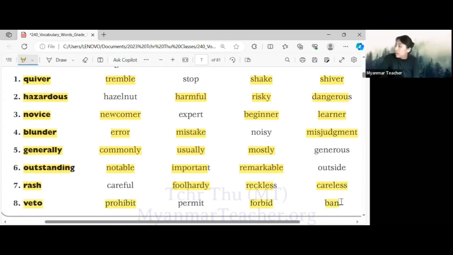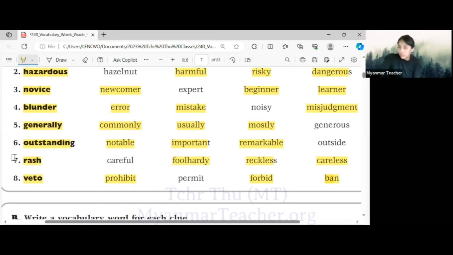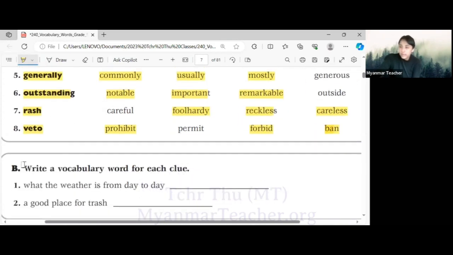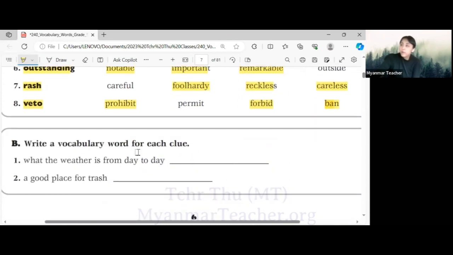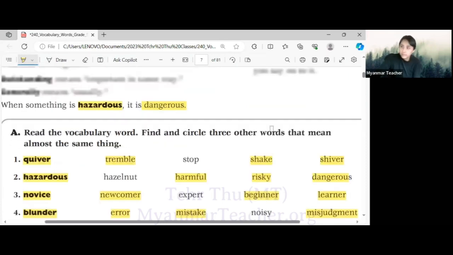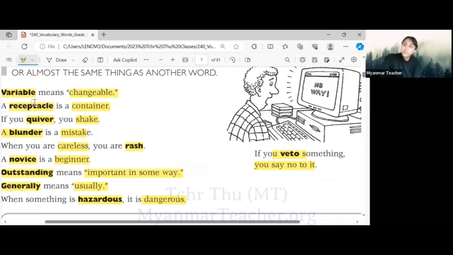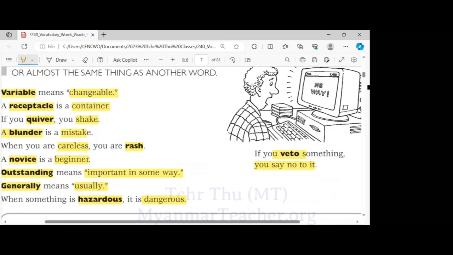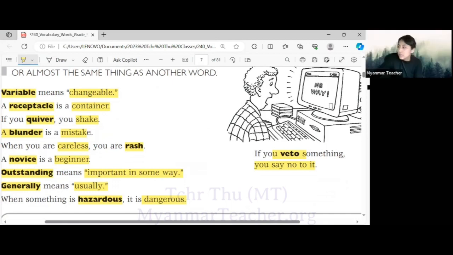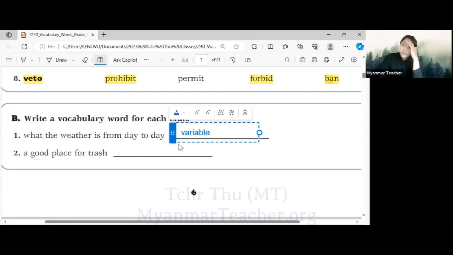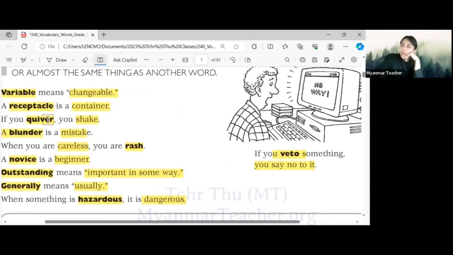Okay, all correct. So you got the correct answers. And then write a vocabulary word for each clue. What the weather is from day to day. Changeable. Variable. So the answer is variable. A good place for trash. Variable, receptacle, quiver, blunder.